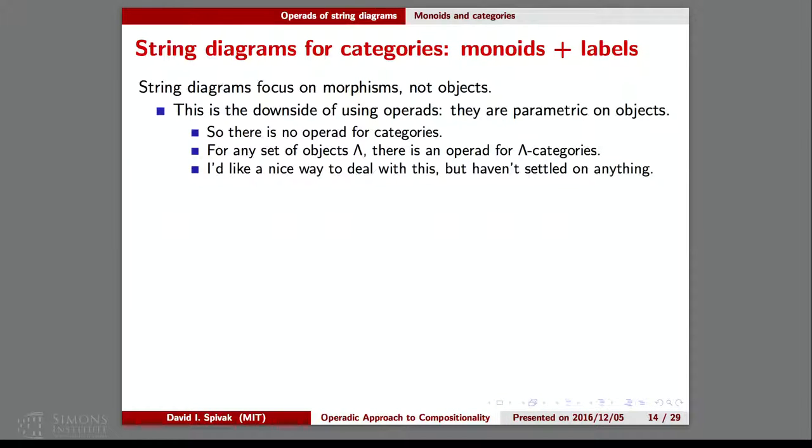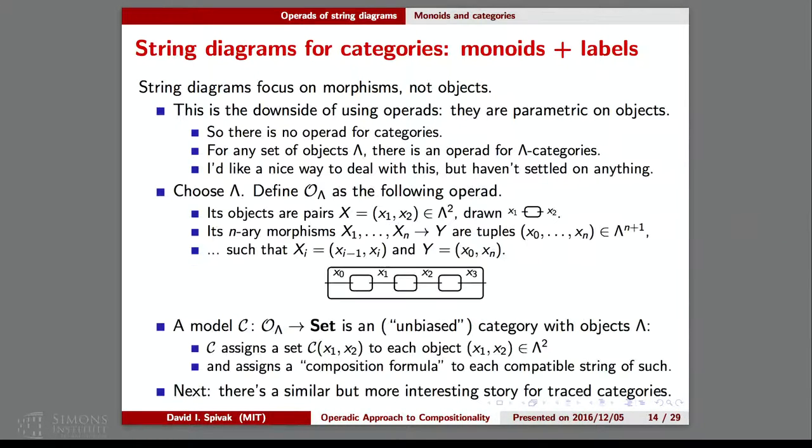String diagrams focus on morphisms, not objects. So to talk about what a category is from this perspective, it's going to be a monoid plus labels. And the labels are going to be kind of the objects, or types. I mean the same thing by label and type. So the downside that I find with using operads, and it doesn't hit very often, but the thing that makes it a little harder to advertise, is that they're parametric on objects in a way that I'm not very happy with. So there's no operad for categories. There are lots of operads for lots of categories, in the sense that if you fix your object set Lambda, then there's an operad for Lambda-categories whose objects are Lambda. So I haven't really settled on a way of dealing with this in a nice way, because I really like the operadic approach for string diagrams, but I don't like that I have to be parametric in the objects.